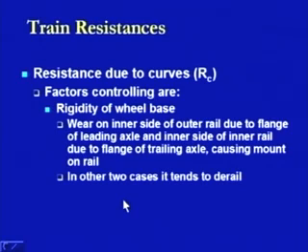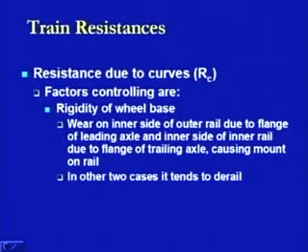There is another case where the resistance is being offered by the curves. In the previous case, when we were discussing the coning of the wheels, what we have seen is that there is a requirement of higher movement on the outer side of the curve as compared to the inner side of the curve, and that is how the vehicle can remain within the equilibrium condition. In that sense, what we found is there are certain factors which control this phenomenon, which is the rigidity of the wheelbase.